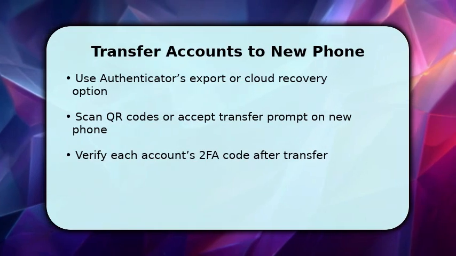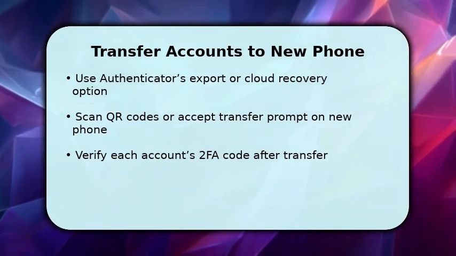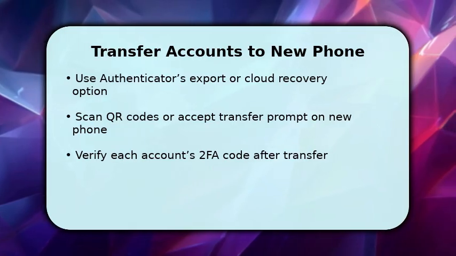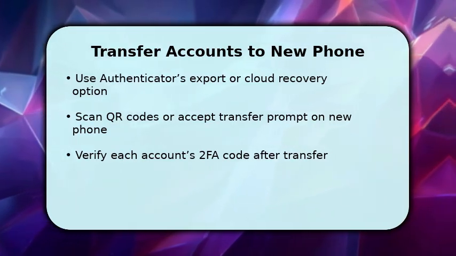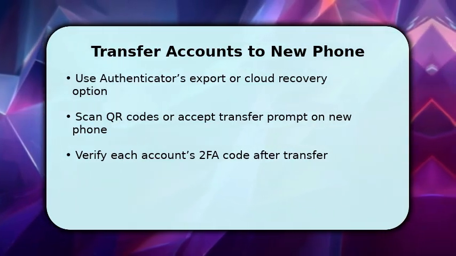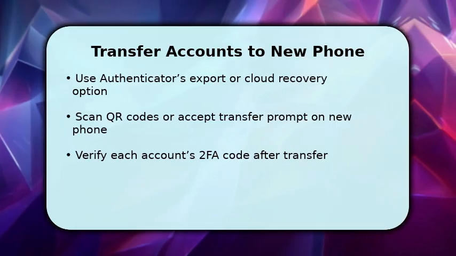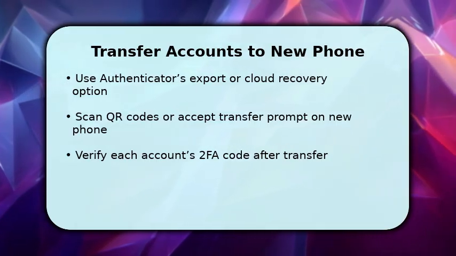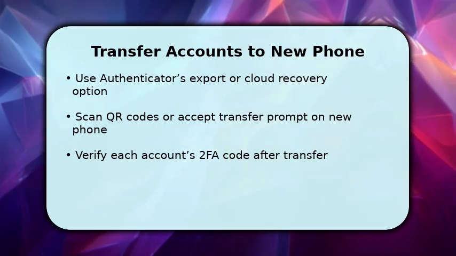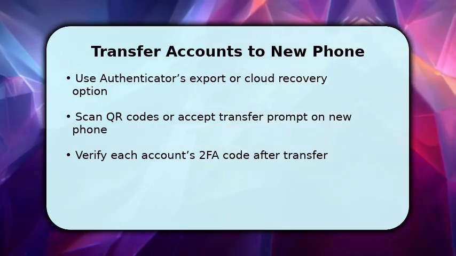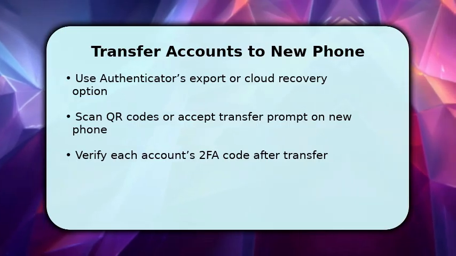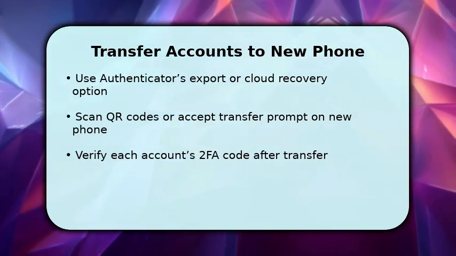Now you perform the transfer itself. On the old phone, open Authenticator, choose Export Accounts or use Cloud Recovery, and follow the prompts to generate a QR code or start a cloud restore. On the new phone, open Authenticator, choose Add Account or sign in to the same Microsoft account and select Restore from Backup. Then scan the QR or accept the incoming transfer.